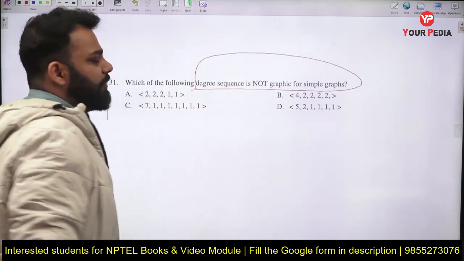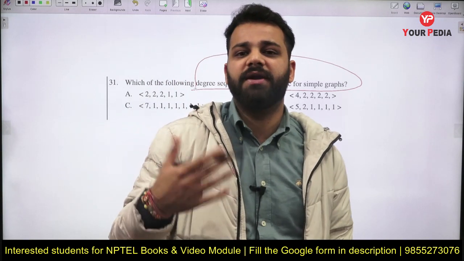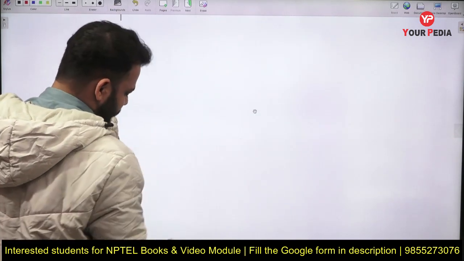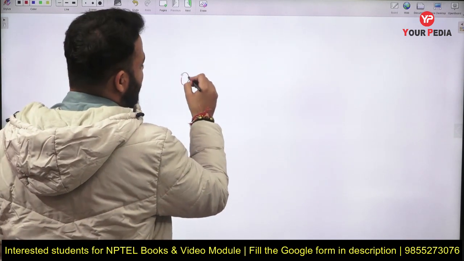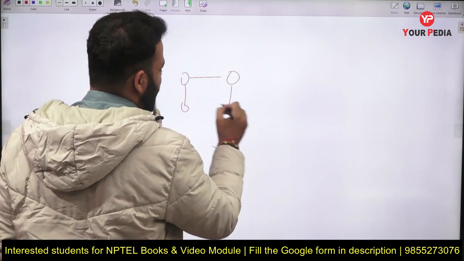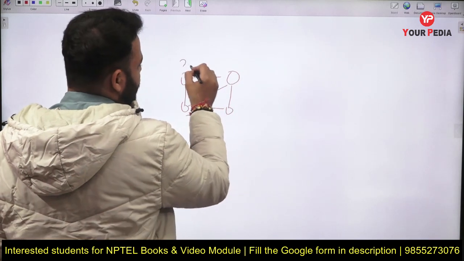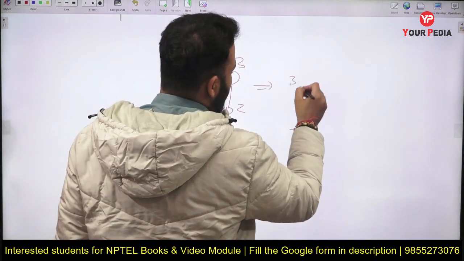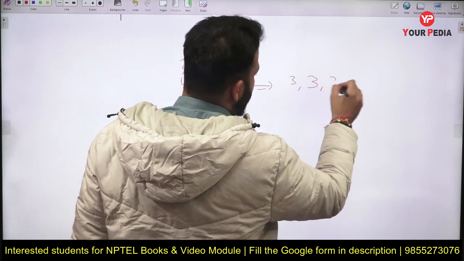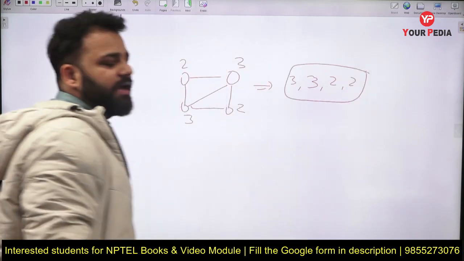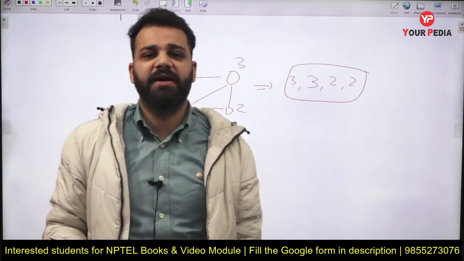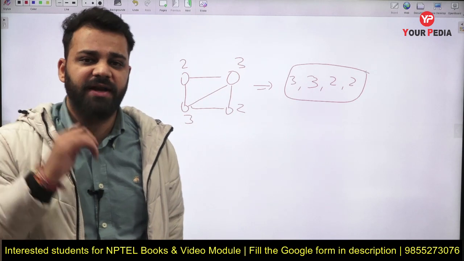Now in order to solve this question, first you need to understand what a degree sequence is and what a graphical sequence is. All graphs will have a degree sequence. So let's say that this is the graph and the degrees are 2, 3, 2 and 3. So the degree sequence for this is 3, 3, 3, 2, 2. You will arrange the degree sequence in descending order. So this is how you represent a degree sequence.